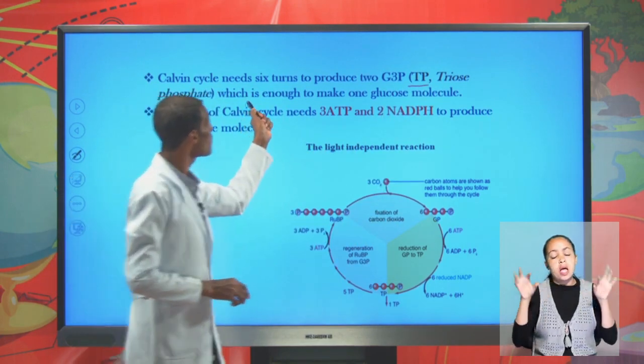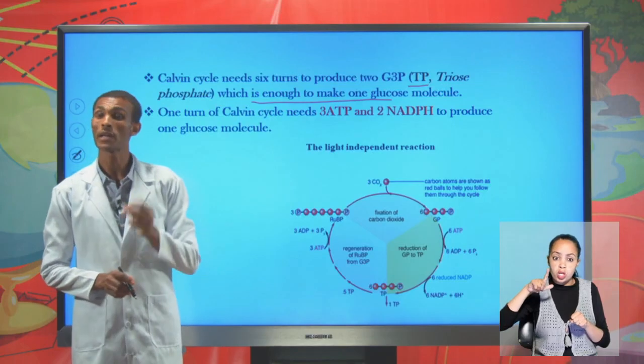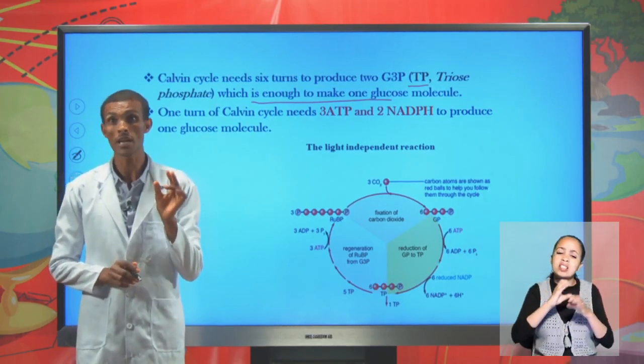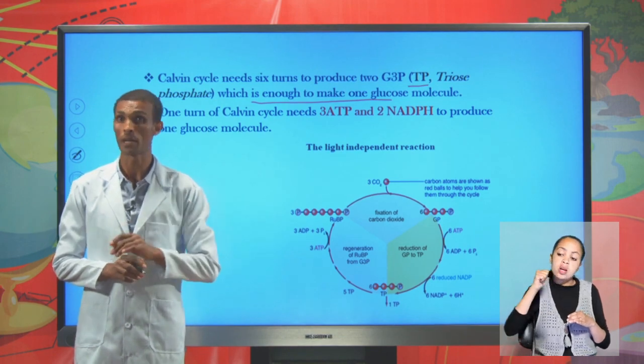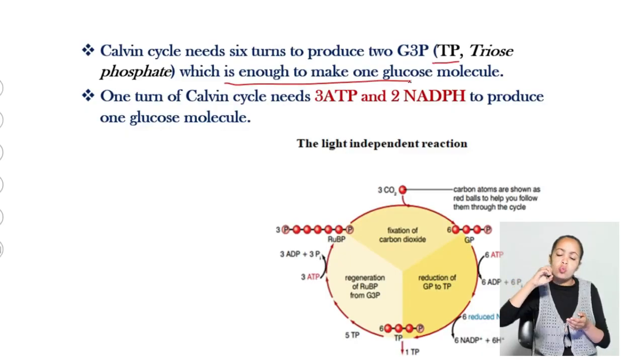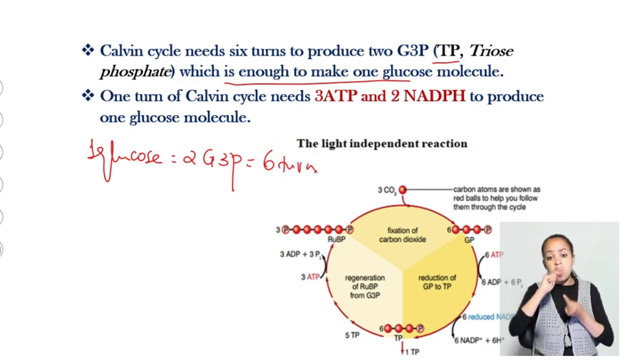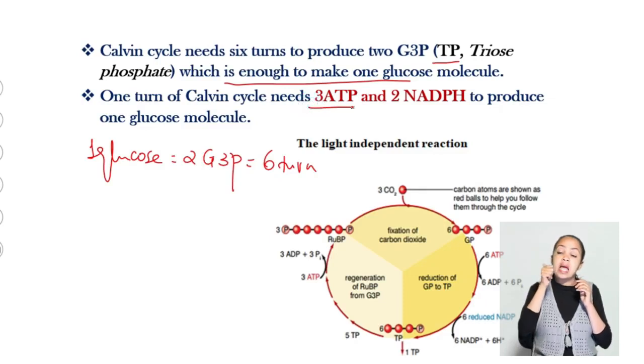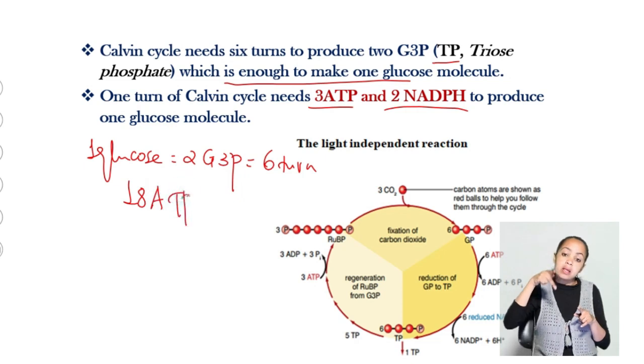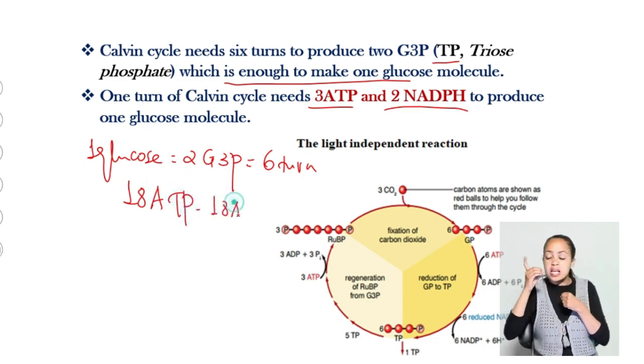which is important for making one glucose molecule, where one turn of the Calvin cycle needs 3 ATP molecules and 2 NADPH molecules. Let's say one glucose molecule is made from 2 glyceraldehyde 3-phosphate molecules, which needs about 6 turns, where each turn consumes about 3 ATP molecules and 2 NADPH molecules. From 6 turns, this consumes about 18 ATP molecules, which break down into 18 ADP molecules plus 18 inorganic phosphate molecules.